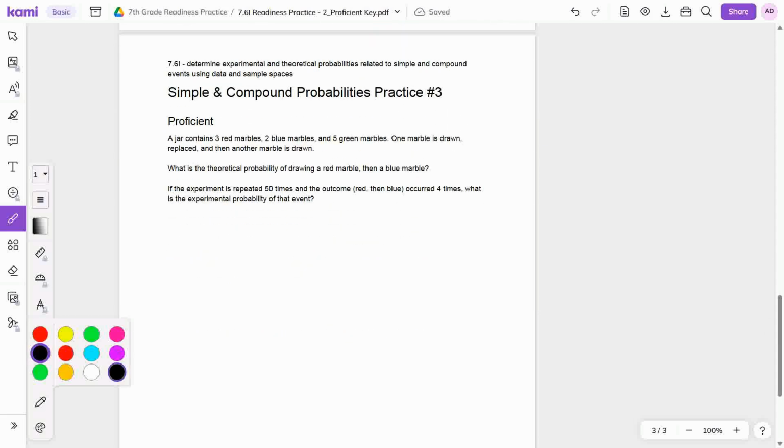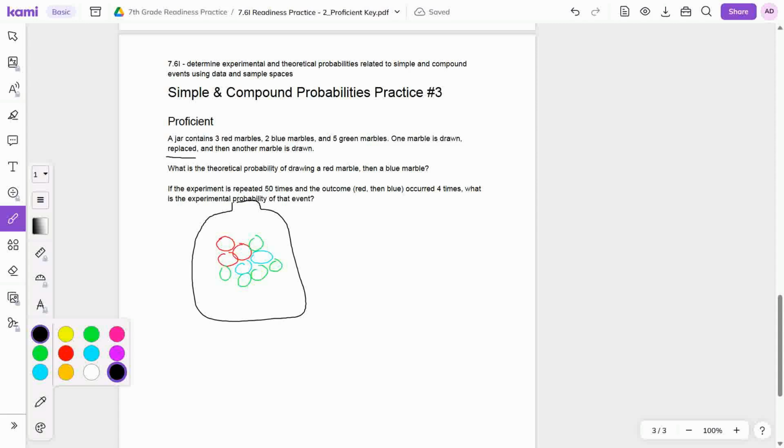And then finally on number 3, we've got a jar. We got 3 red, 2 blue, and 5 green. So let's draw that. I'm going to get you 3 red, 2 blue, and then how many green? 5 green. 1, 2, 3, 4, 5. All right, so here's my jar. Now, one marble is drawn, replaced, and then another marble is drawn. So it's important to grab one, put it back, and then grab another one.